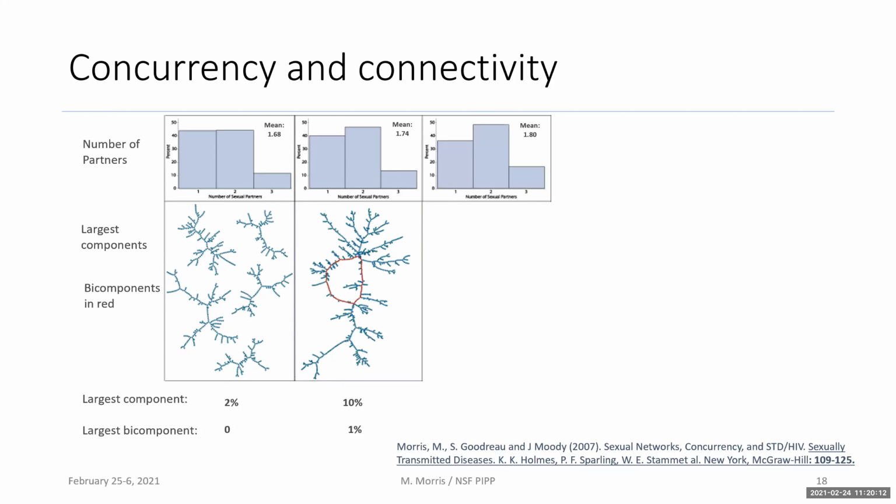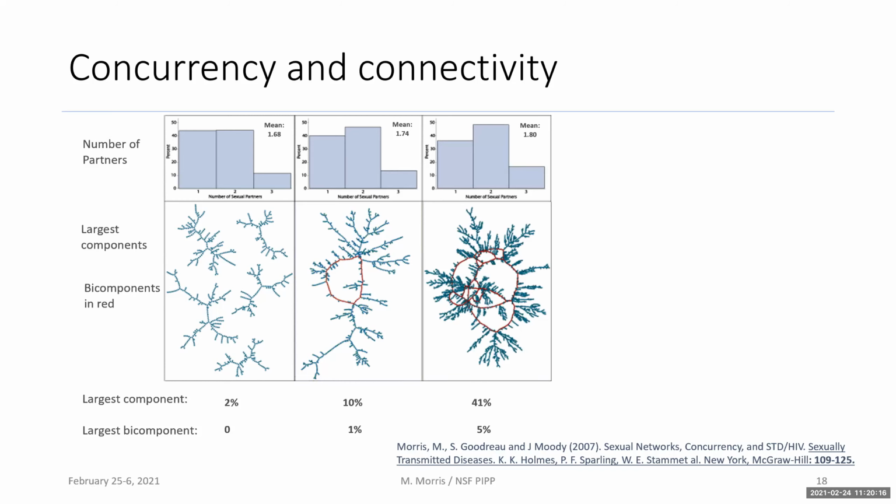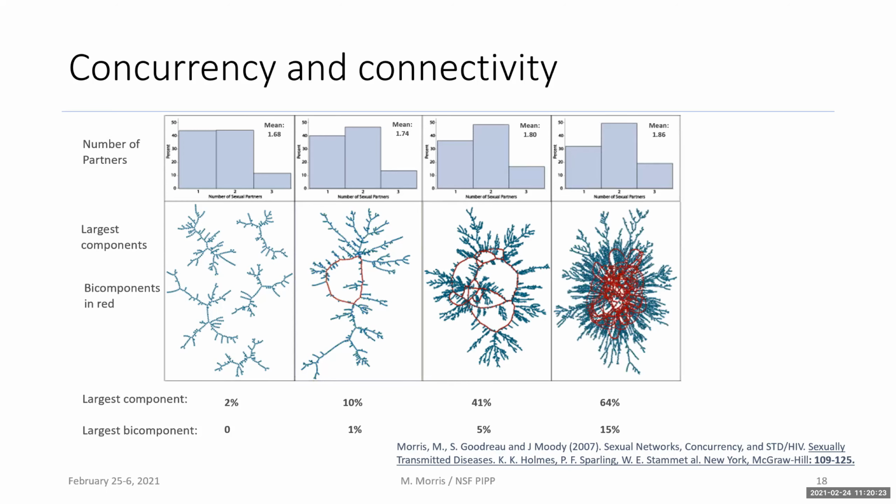If you increase by another 0.06 of a partner, you now have 41% of the population connected and 5% in the bicomponents, and another 0.06. And now you're up to 64% of the population connected and 15% in the bicomponents. This whole change here from 2% of the population connected to 64% of the population connected occurs with maybe 15% of people changing behavior and a change in the mean of 0.2 of a partner.